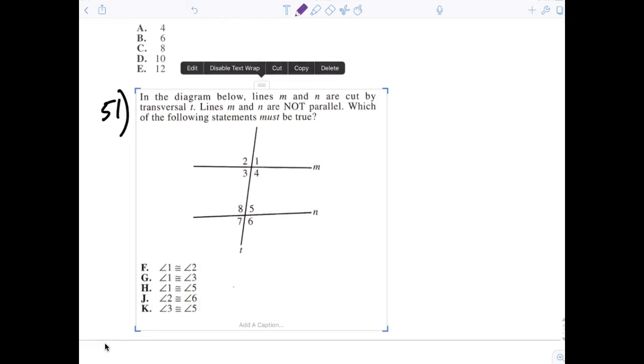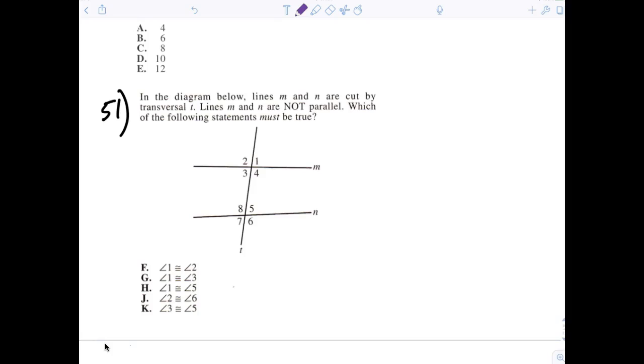It says, in the diagram below, lines M and N are cut by a transversal. Lines M and N are not parallel. Which of the following statements must be true? Does angle 1 equal angle 2? Could, right? But doesn't have to. All right, let's look at angle 1 and angle 3. Doesn't matter how hard you try. Those are what? Vertical. Correct answer, G.